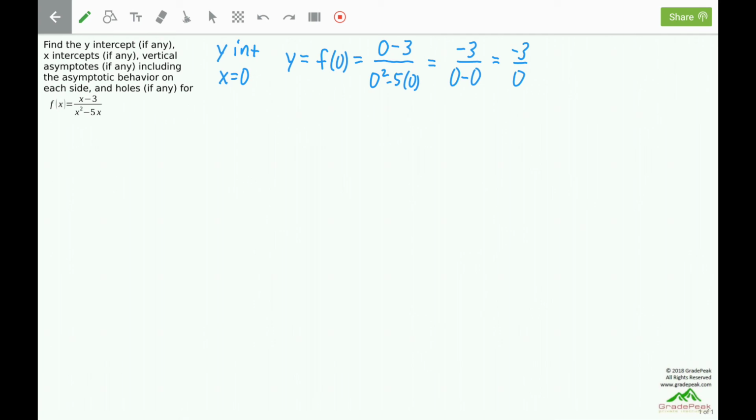The 0 in the denominator is an actual 0 since this is not a limit, and 0 in the denominator is not allowed. Therefore, there is none.